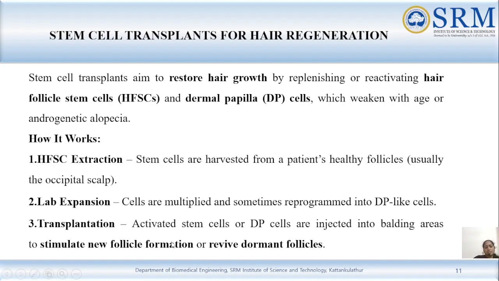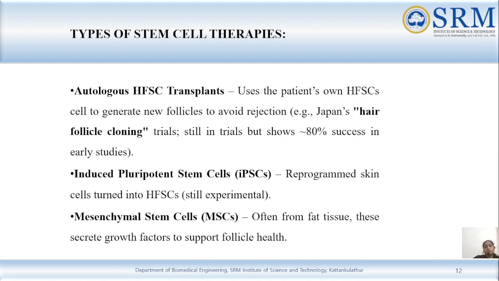And then you can use transplantation, wherein activated stem cells or DP cells are injected into the balding areas. This will help to stimulate new follicle formation, or it can also revive the dormant or resting follicles. The first step is extraction, then lab expansion, and then the cells that you have expanded and reprogrammed are introduced into the balding regions to help stimulate the old dormant follicles, or even stimulate new follicle formation. So what are the types of stem cell therapies that are available?